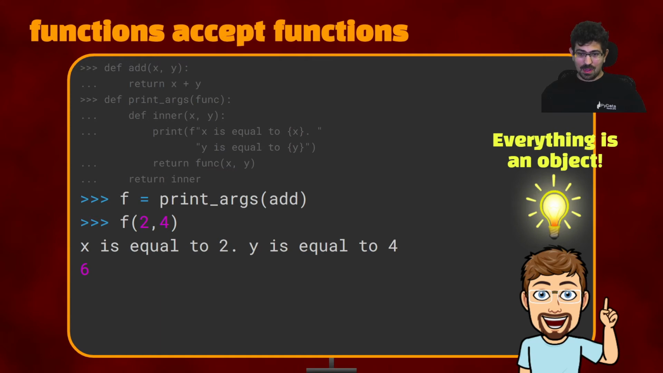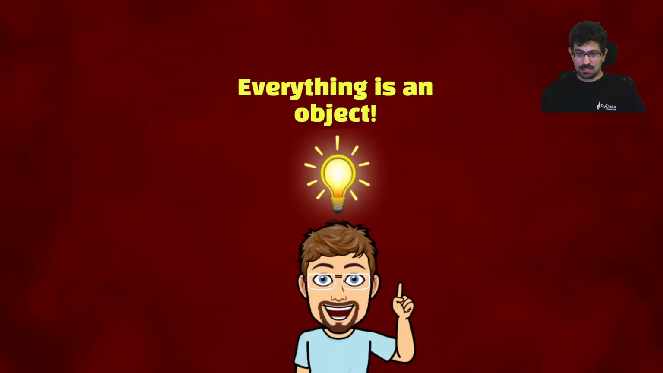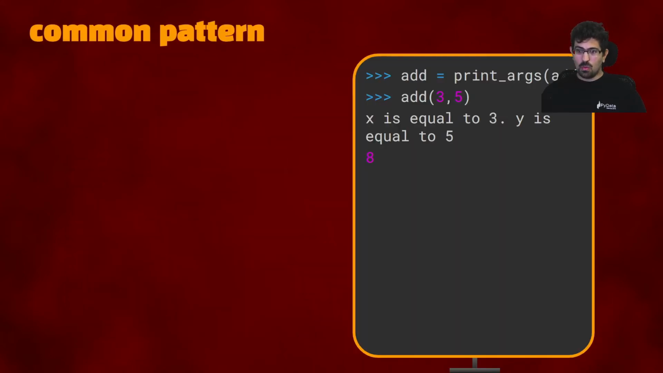Remember, everything in Python is an object. Why is this important? Instead of saying f equals print args of add, we can say add equals print args of add. So now when we say add of 3 and 5, again we get the message x is equal to 3 and y is equal to 5.